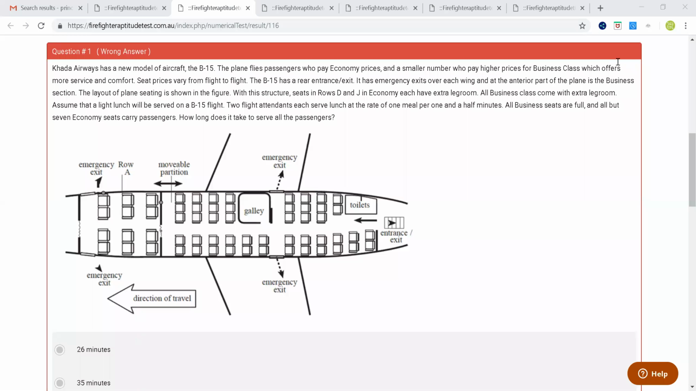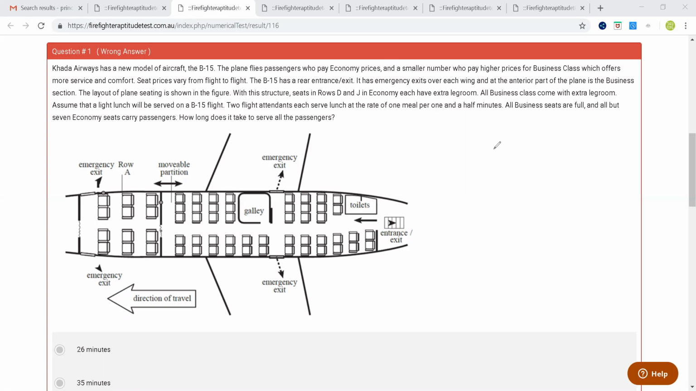Okay, so this is the Victoria Series 2. Let me open the pen and start with the question. Quite a big description, so it's always better to create a summary. Qatar Airways has a new model of aircraft, the B-15.